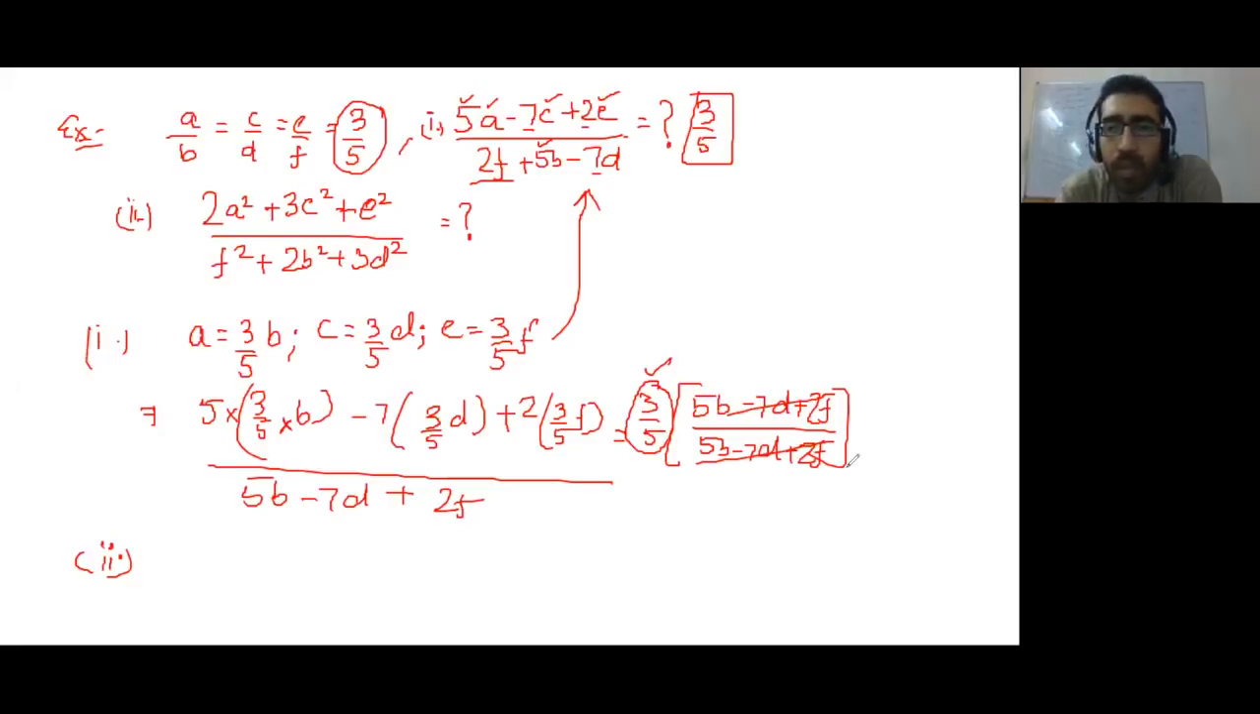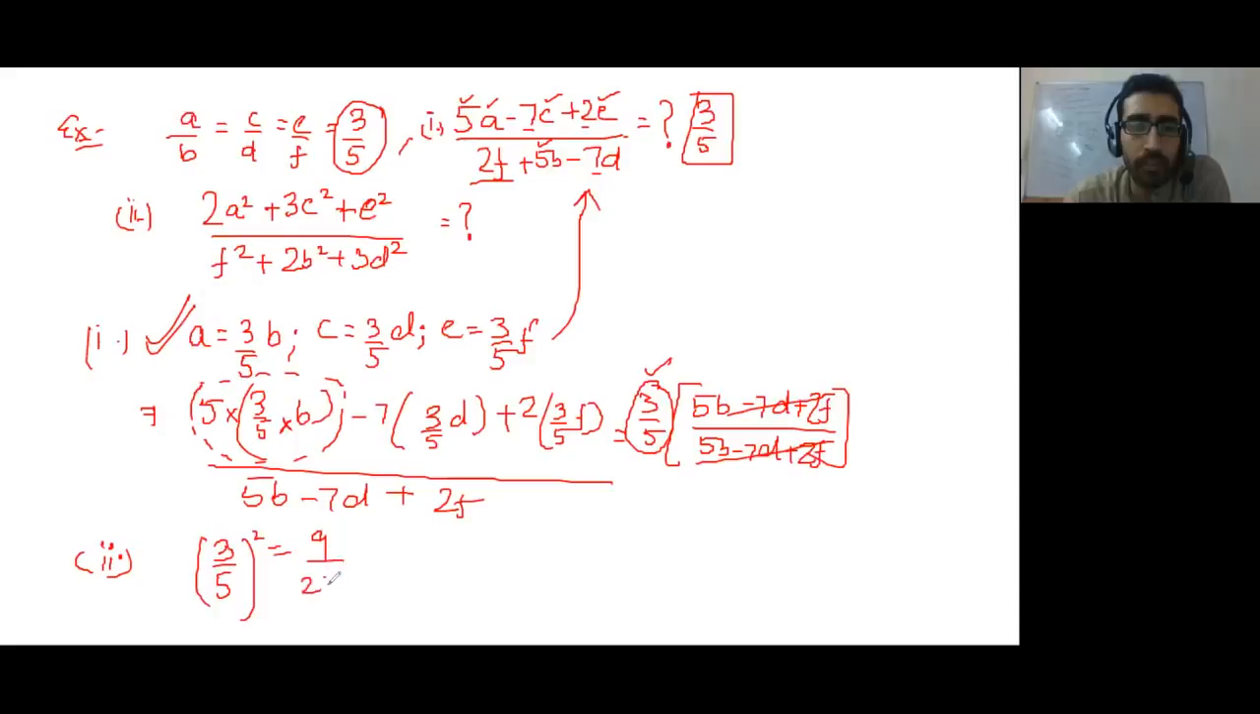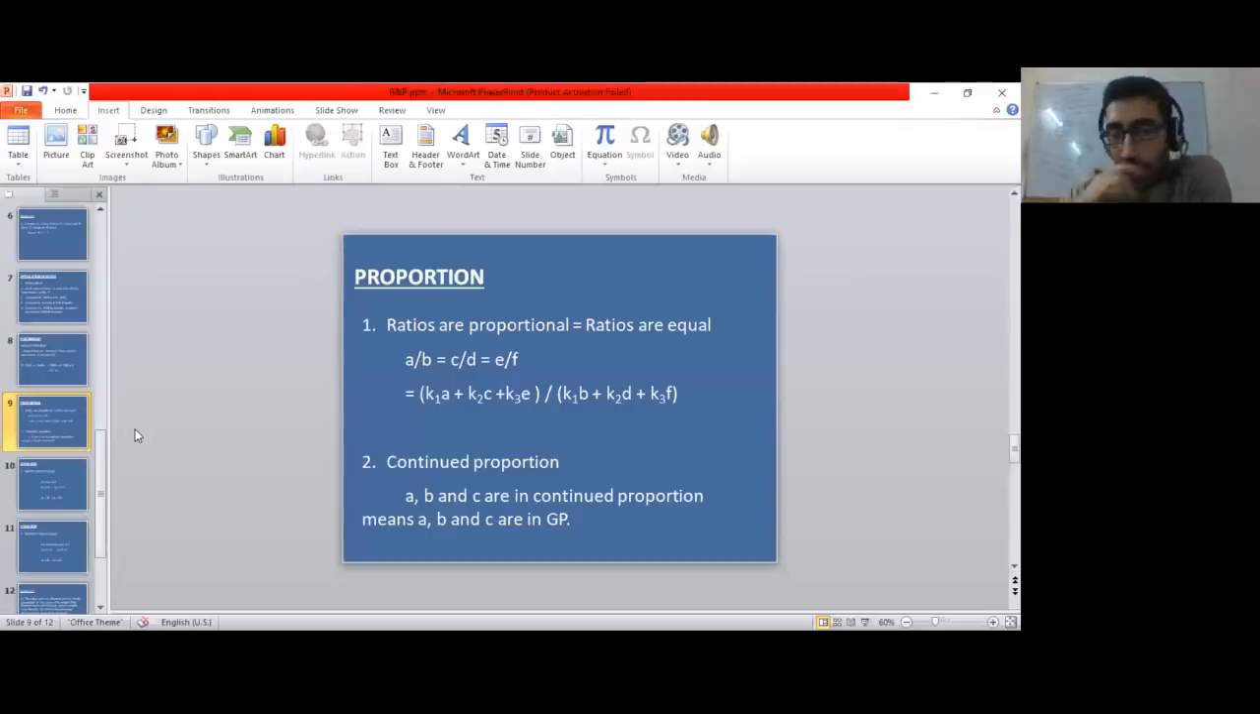In 2, you need to do exactly the same thing that we did here. Put A equal to 3 by 5, B equal to 3 by 5, D equal to 3 by 5, F as well. Just because you have squares of everything, the answer will simply be the whole square of 3 by 5, which of course is 9 by 25. I hope all this is clear.